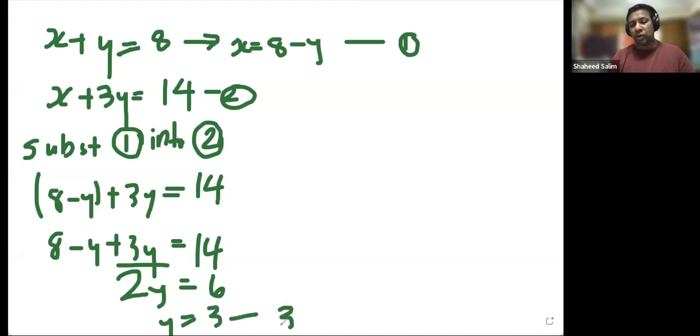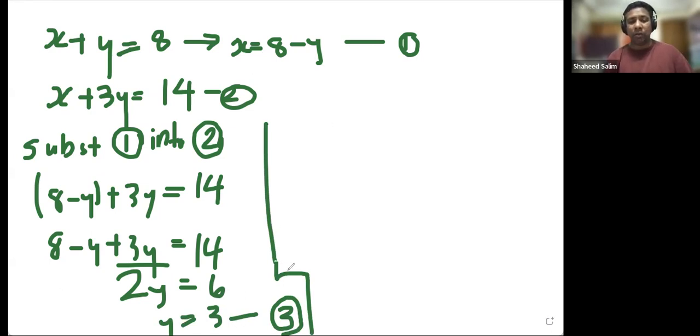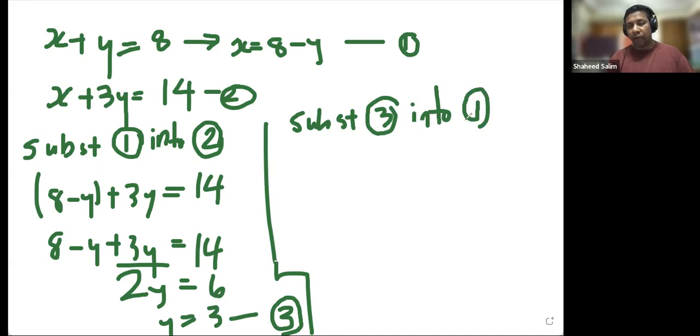This you can call equation 3. And you can substitute into, let's say, you want to substitute into 1. You want to find now the value of x, because you already got y. So you say substitute y equals to 3 into number 1. Why number 1? Because I can find now what x is. X equals to 8 minus y, which is 3. X equals to 5. Done.